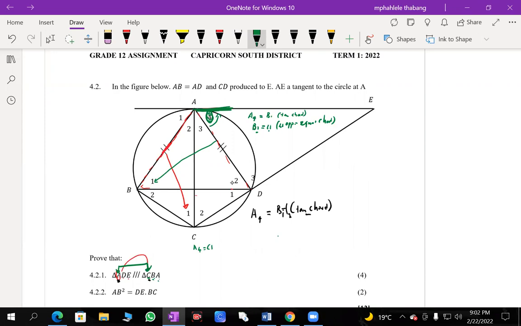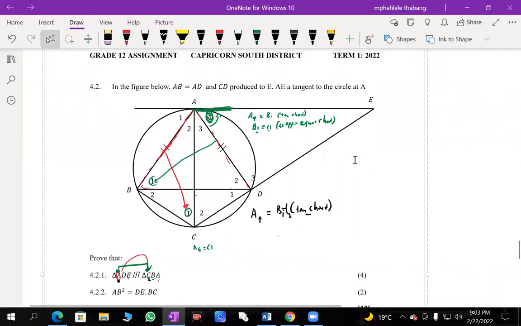These are the angles which are opposite to equal chords. Angles opposite to equal chords are also equal. Do you agree? So they are equal. Do you have any argument on that one?